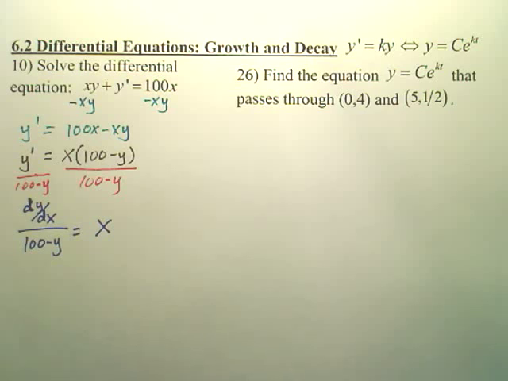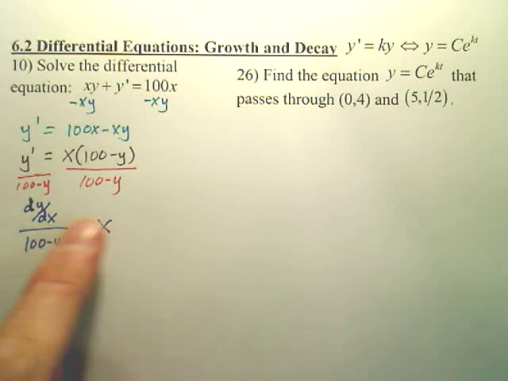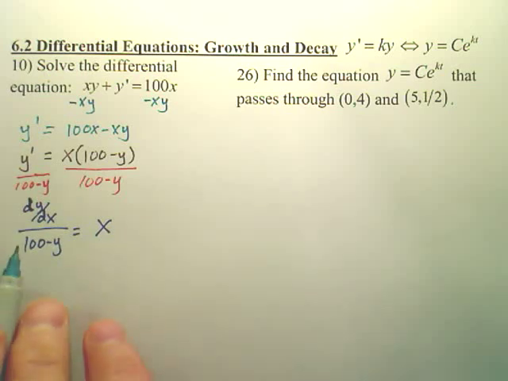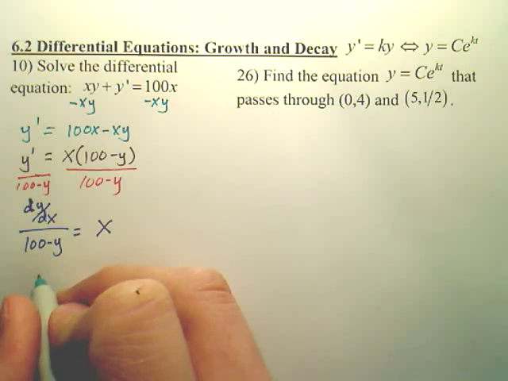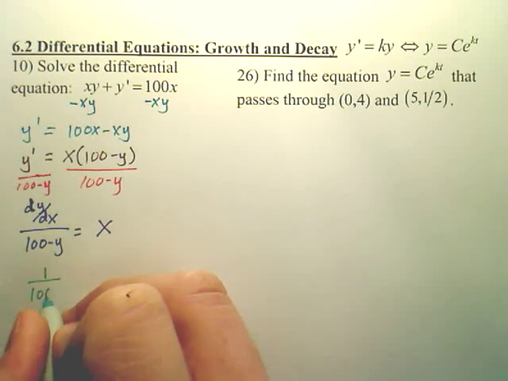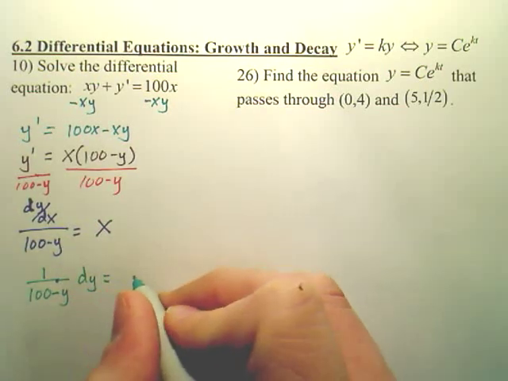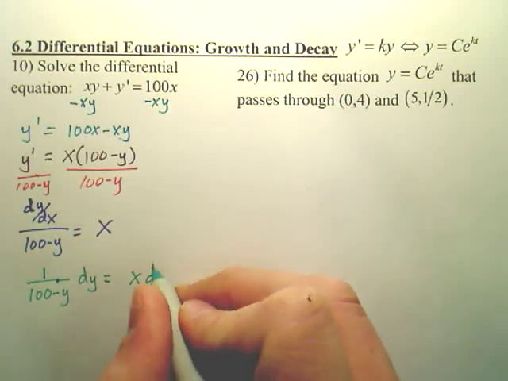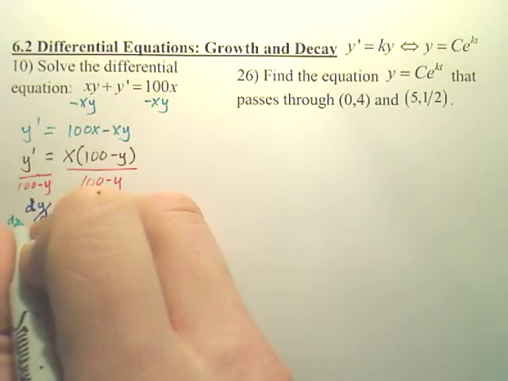Now, here's the next step. It's kind of weird, but instead of y prime, I put dy/dx. Same thing. Now, could I multiply dx to both sides and make that just dy? So if I multiply dx to both sides, I now have 1 over 100 minus y dy equals x dx. Again, all I did is multiply dx to both sides.